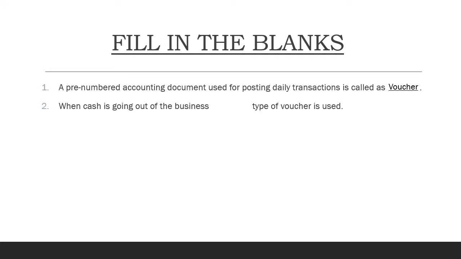Next question. When cash is going out of the business, dash type of voucher is used. There are different types of voucher like purchase voucher, sales voucher, payment voucher, receipt voucher, contra voucher, journal voucher. When you are giving money to someone, you are paying for that. So what type of voucher? Yes, payment type of voucher.